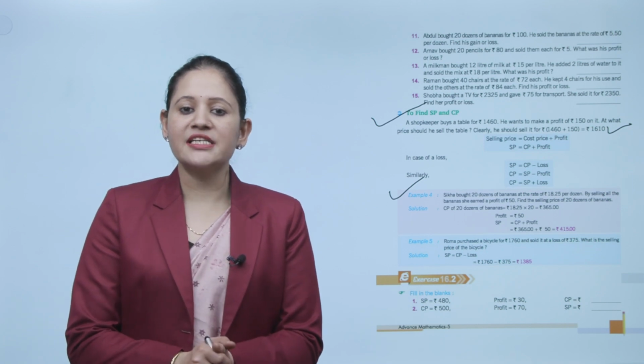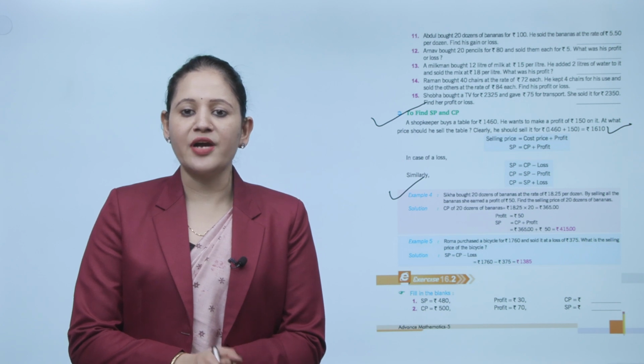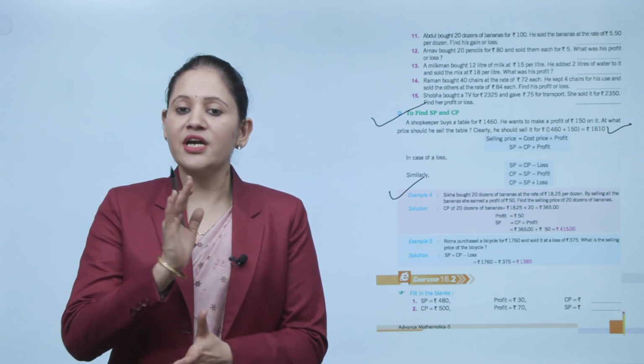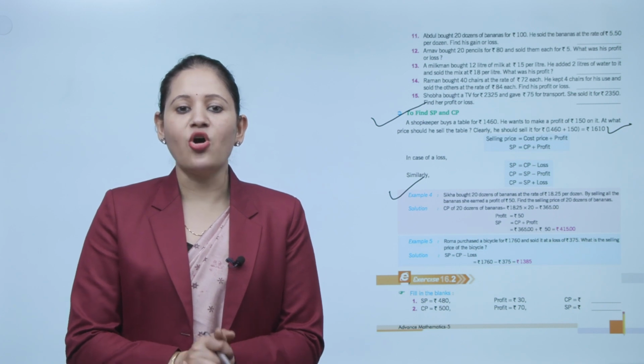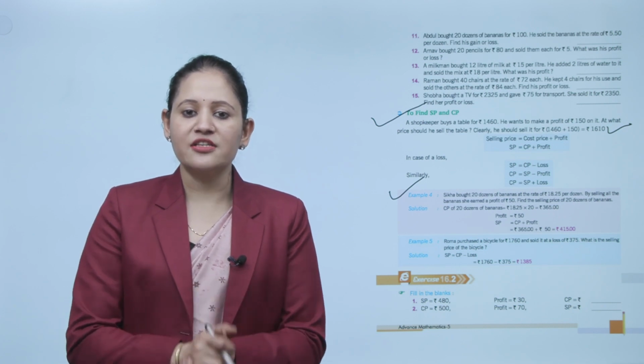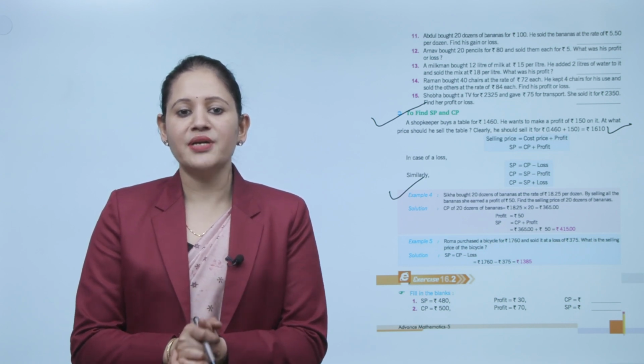Shika bought 20 dozen bananas at the rate of rupees 18.25 per dozen. Means 1 dozen costs 18.25 rupees. By selling all the bananas, she earned a profit of rupees 50. Find the selling price of 20 dozen bananas.